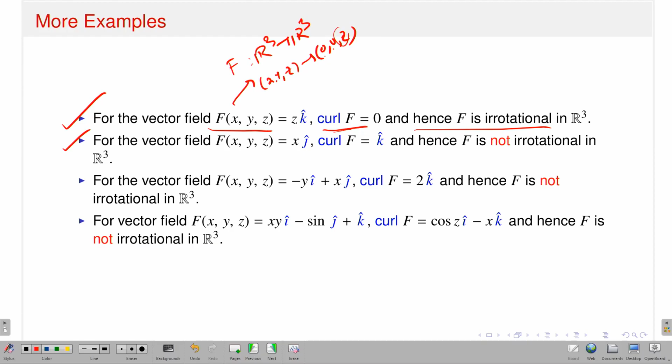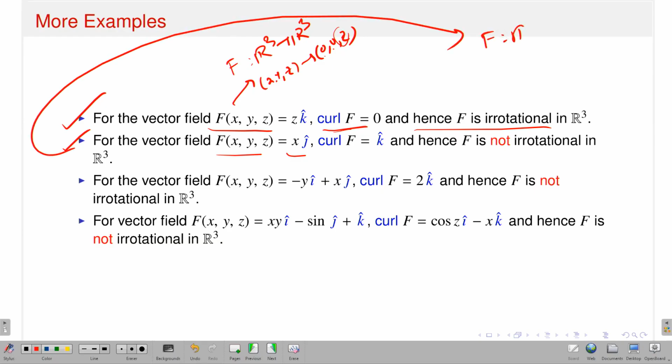Now, this is the second example. If I consider the vector field capital F of x comma y comma z, which is x times j cap. So, what is the vector field? Capital F from R3 to R3, and capital F of x comma y comma z is x times j cap. So, that means in the second component you will have x. Therefore, 0 comma x comma 0. This is the one. Okay.